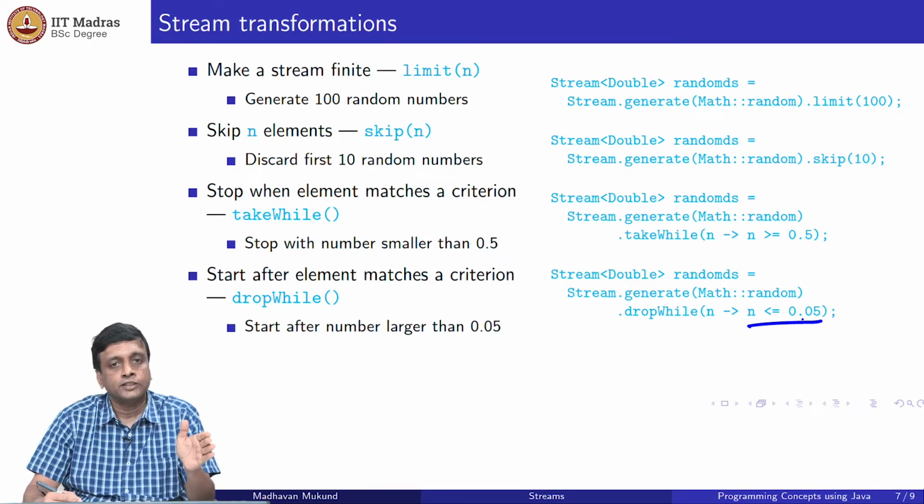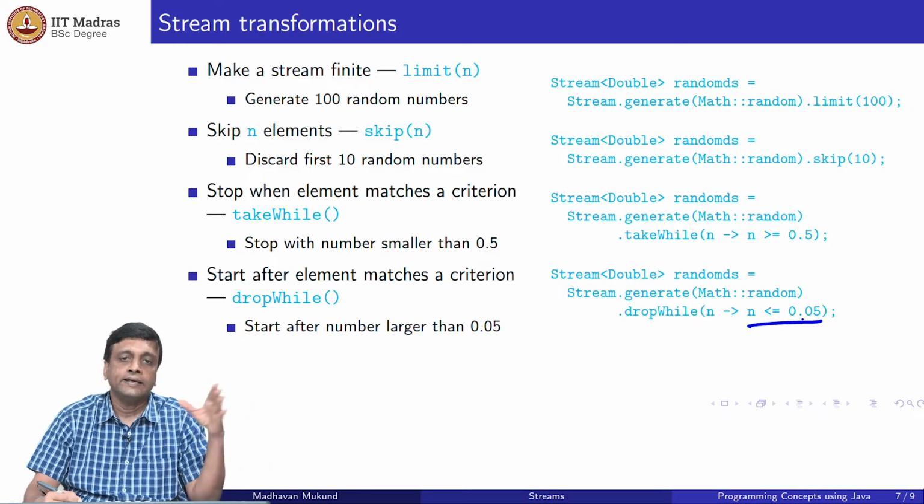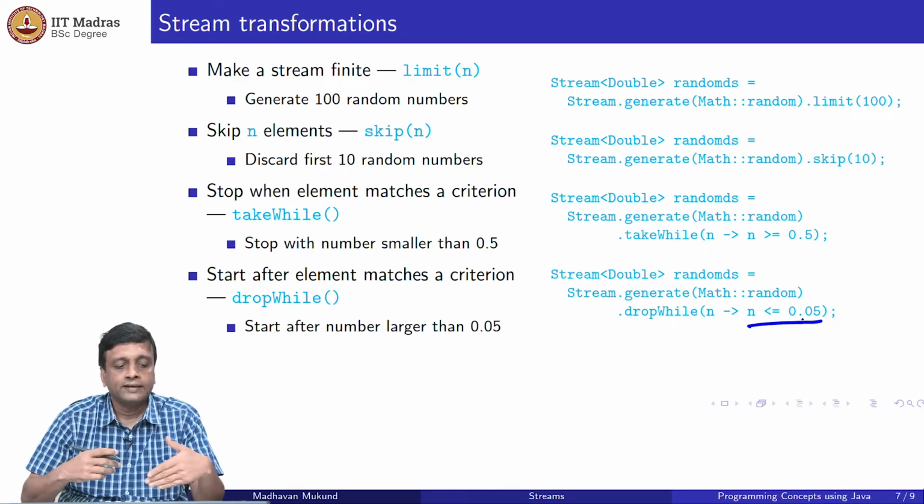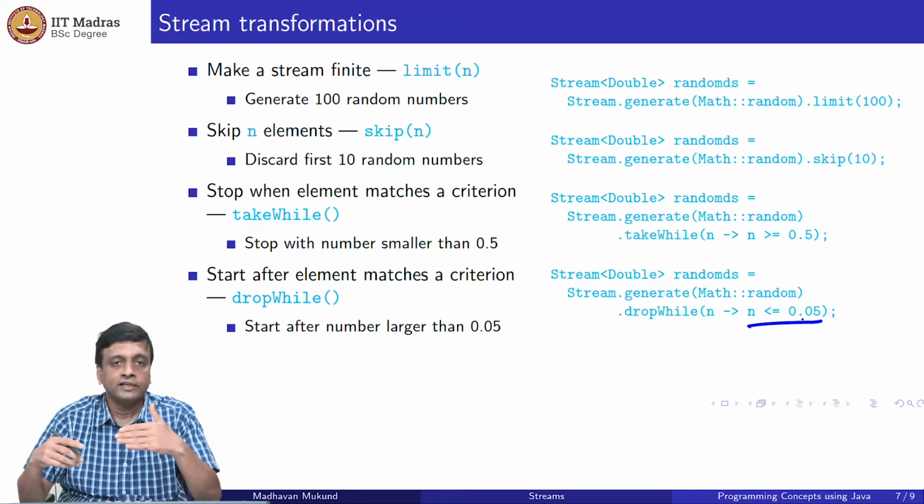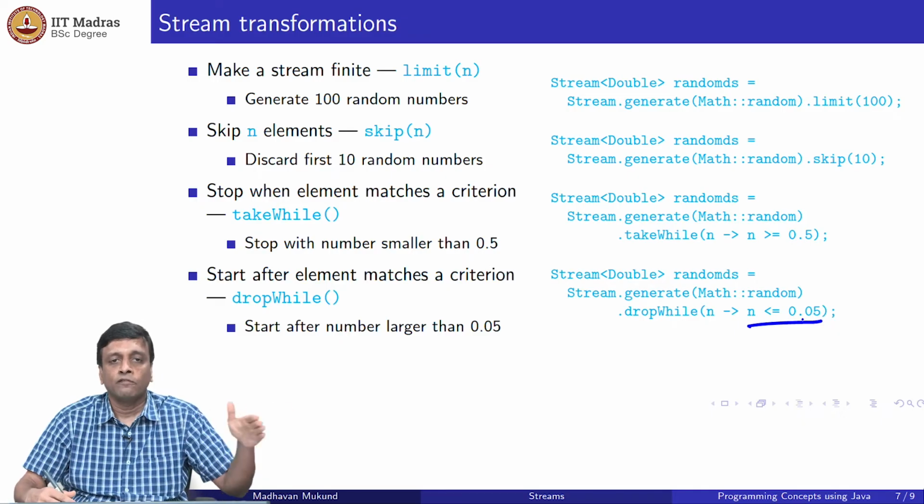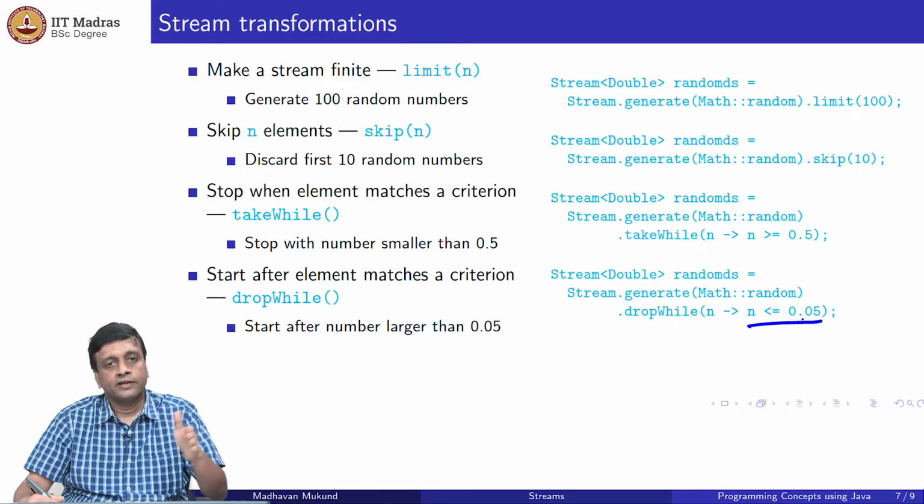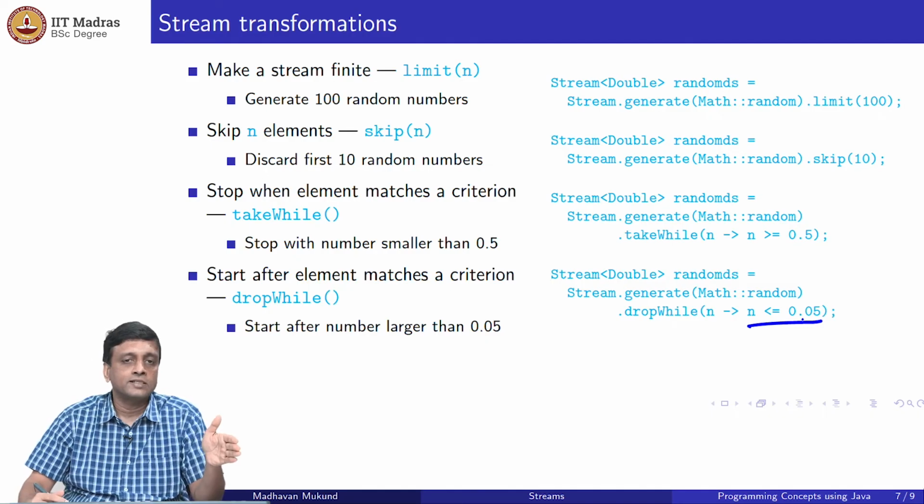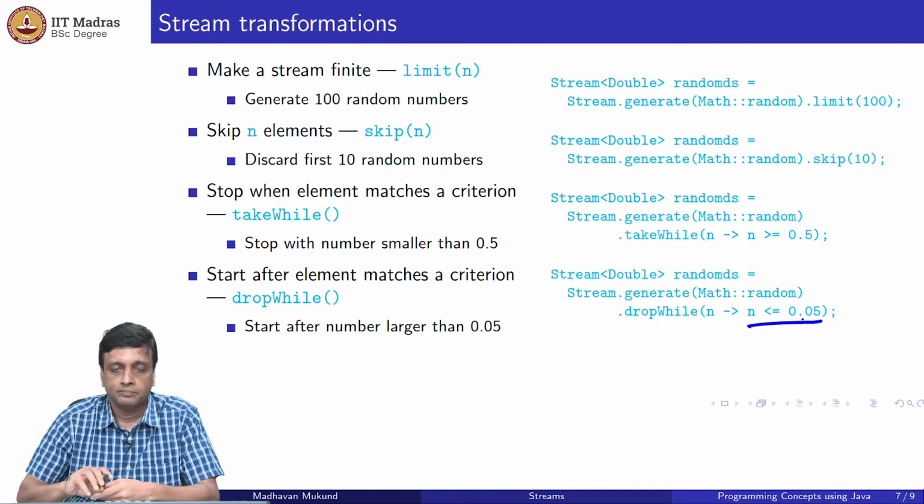So as long as the condition is true, skip. After the condition becomes false, start, and then ignore the condition after that. The condition is not operating after that. So that's the difference between takeWhile, dropWhile and filter. Filter keeps on going, where the condition is true and false at various points. Here, once the condition switches, you stop: either you terminate the stream or you start the stream.